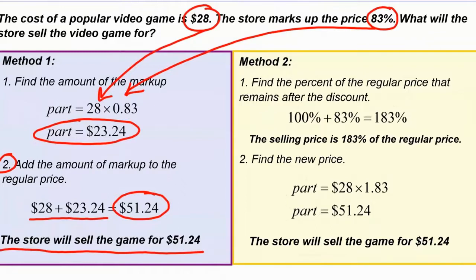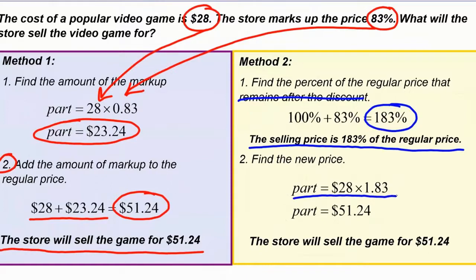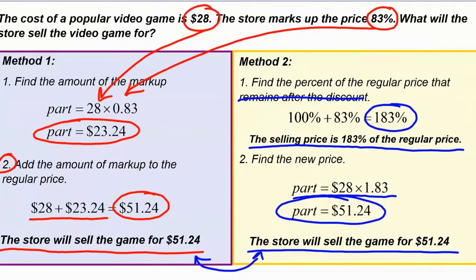Method 2, we're going to find the percent of the regular price that remains. Oh, whoops, that shouldn't say that. Find the percent of the regular price after the markup. So it'd be 100% plus 83%. So that's 183% of what the price was before. So the selling price is going to be 183% of the regular price. So we're going to take the price that they bought the game for, $28, and find 183% of that, or 1.83 times greater. And that is $51.24. So the store will sell the game for $51.24. Again, we get the same thing with either method.